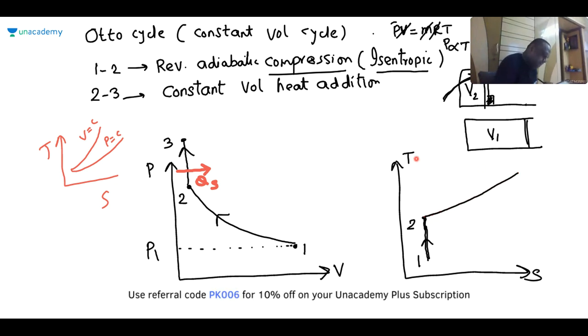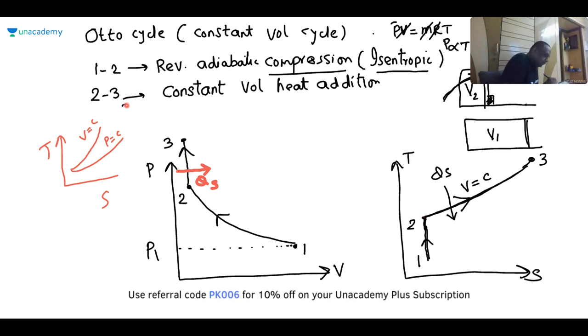On a TS diagram, constant volume curves are like this. The same 2 to 3 process we show like this. Here volume is constant. So why is the temperature increasing? Because we are supplying heat from 2 to 3 at constant volume. Now we are at state 3. 1 to 2 is reversible adiabatic compression. 2 to 3 is constant volume heat addition.